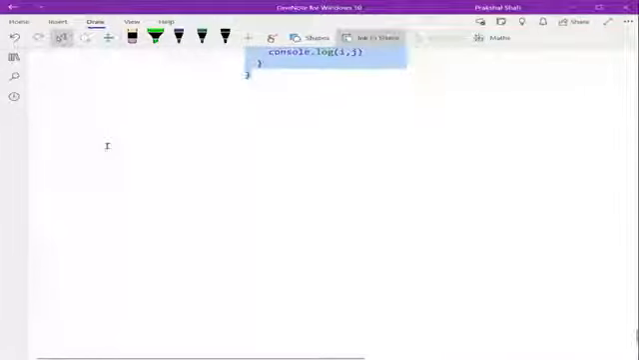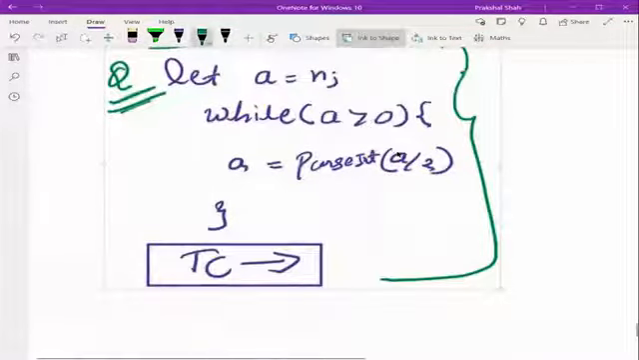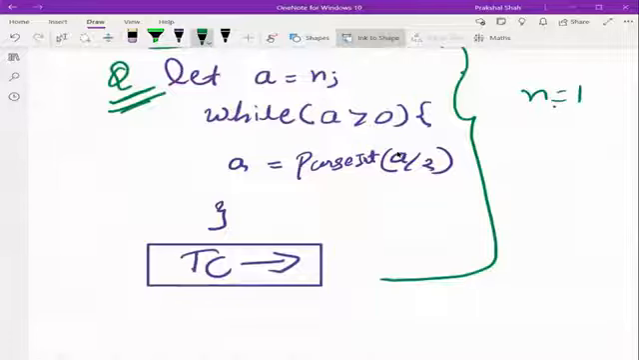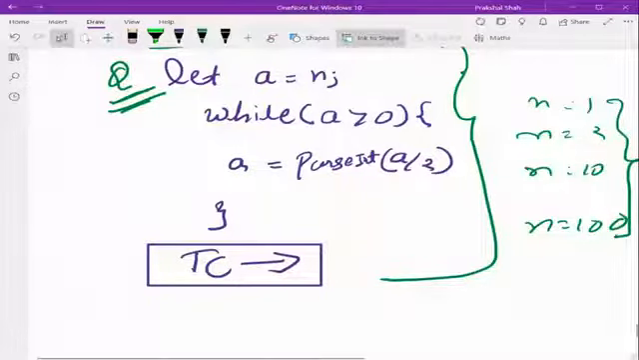Okay, not getting it. See, whenever you are not getting it, you have to take some random input, like n equals 1, n equals 2, n equals 10, n equals 100, and think about the pattern, how the pattern is going on here. That is why I am giving you some time to think.